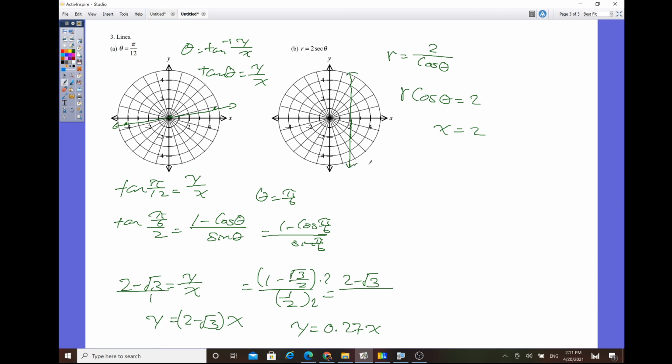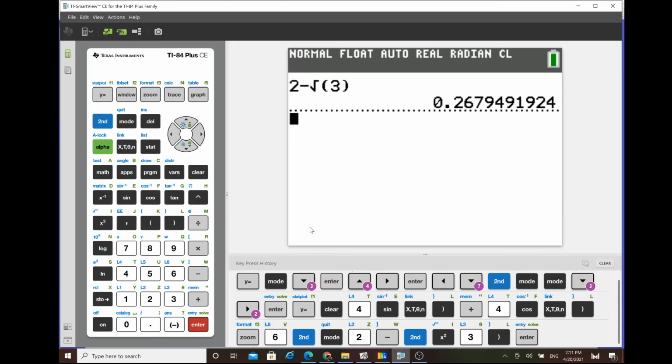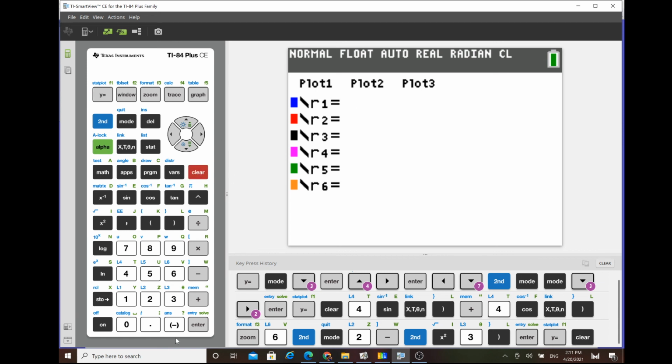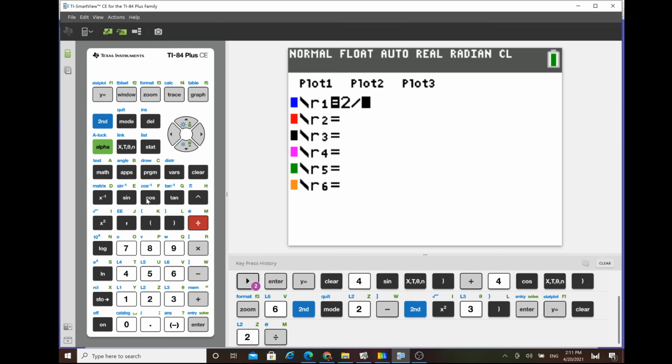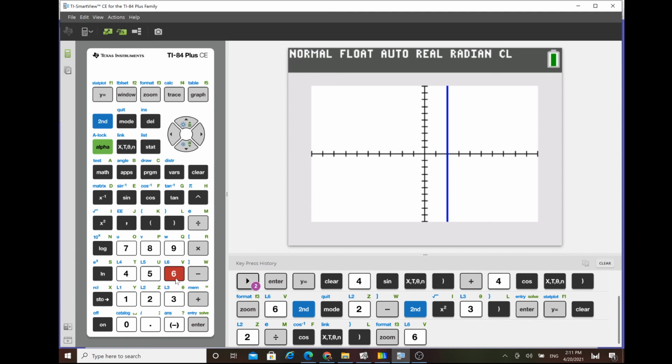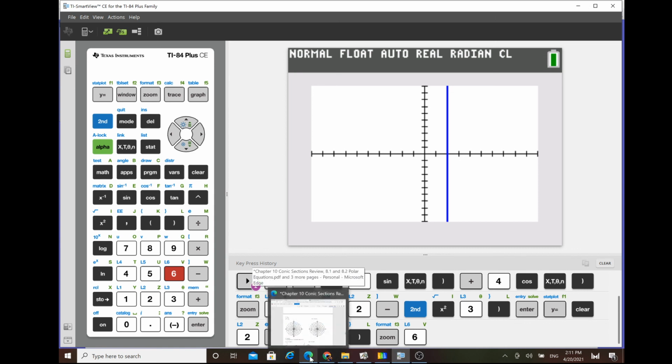Okay, so check it out, theta, pi over 12. If you try to type it in the TI calculator, it doesn't show that theta, so you need to convert it back to the rectangular form. And then for r equals 2 secant theta, which is x equals 2, let's check that one. So 2 over cosine of theta. Zoom, standard. Here we go. Just a straight line.